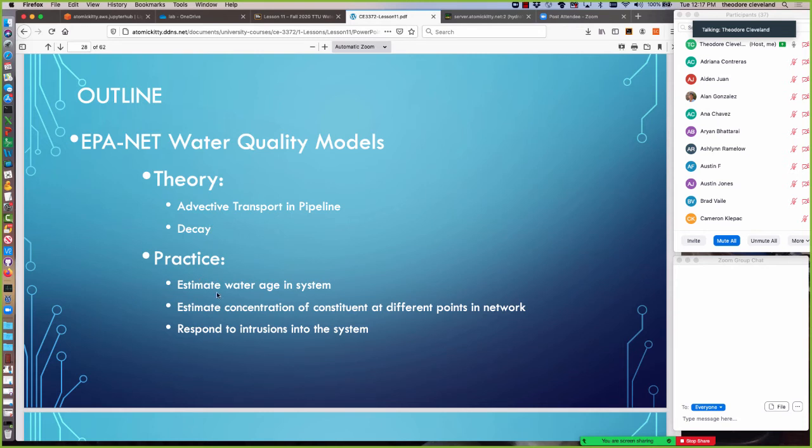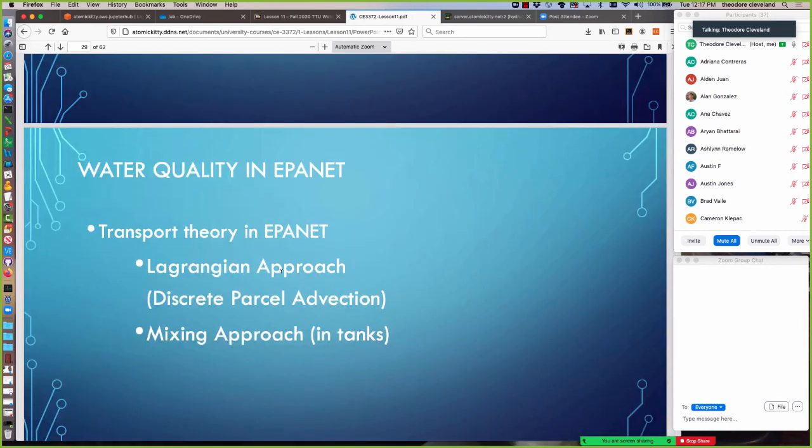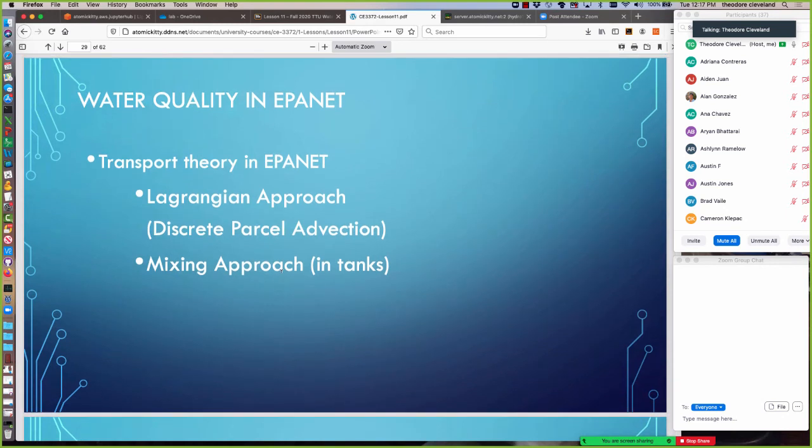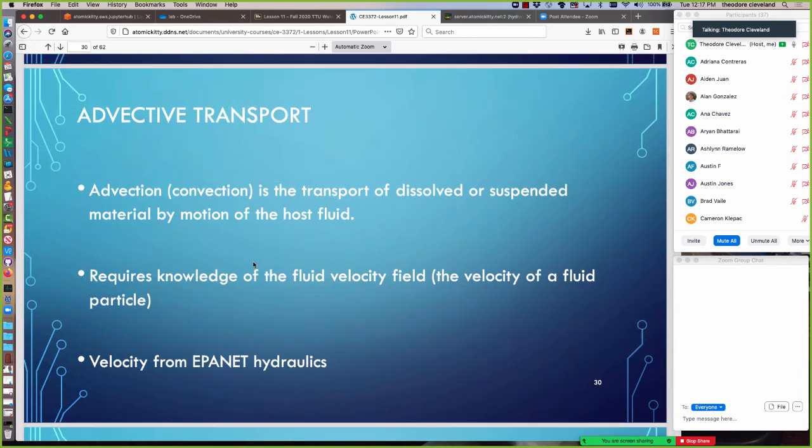In practice, it's used to estimate the water age in the system, estimate concentrations of constituents at different points in the network, and come up with strategies and tactics to respond to intrusions into the system. A quick look at the transport theory is by a technique called discrete parcel advection, and then we'll look at the mixing approach in tanks. In terms of transport theory, we have at least 2 entire graduate classes in it, so I'm not going to be able to come anywhere near doing justice to that in the few minutes we have together.